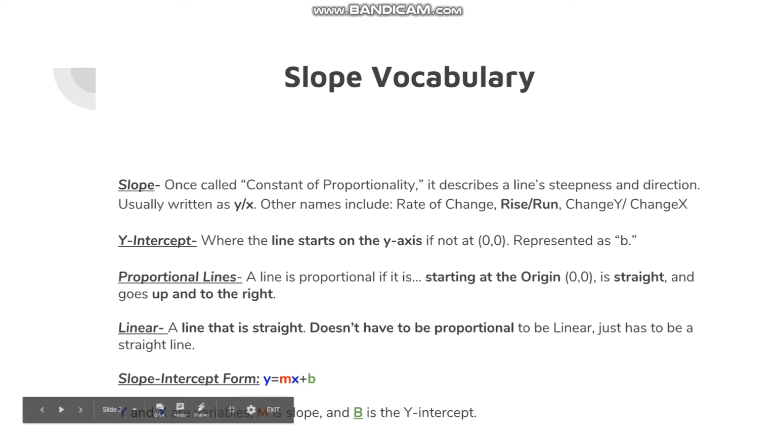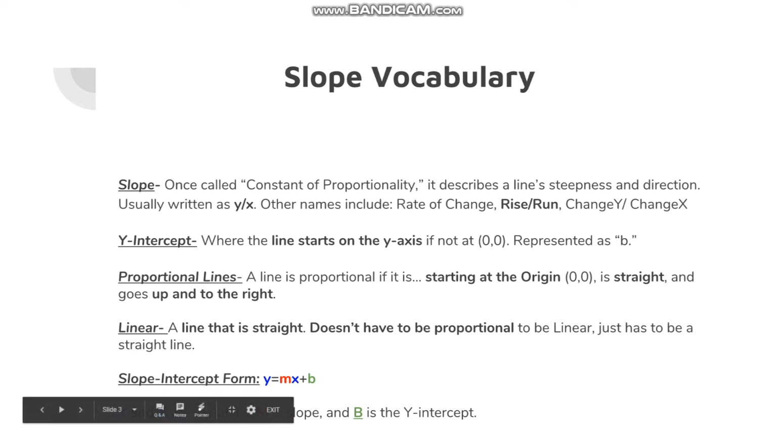Linear. Linear classifies a line. It basically means that the line is straight. A line doesn't have to be proportional to be linear. It just has to be straight, of course. Slope-intercept form. Our slope-intercept form is just a basis of y equals mx plus b, where y and x are variables, m is slope, and b is y-intercept.